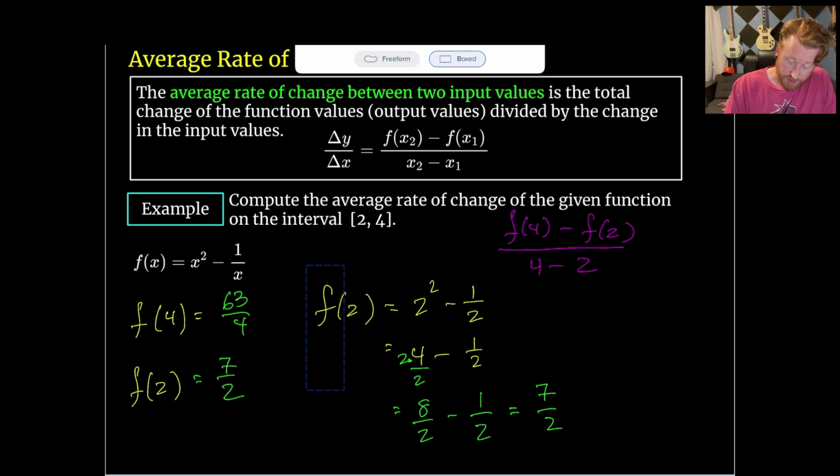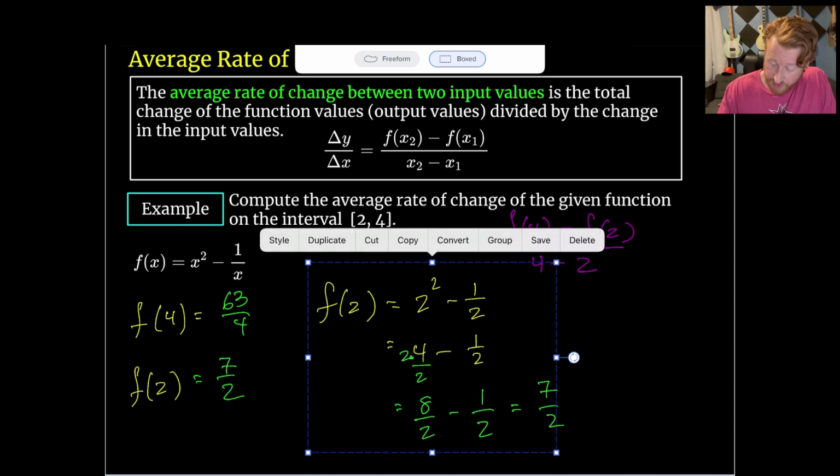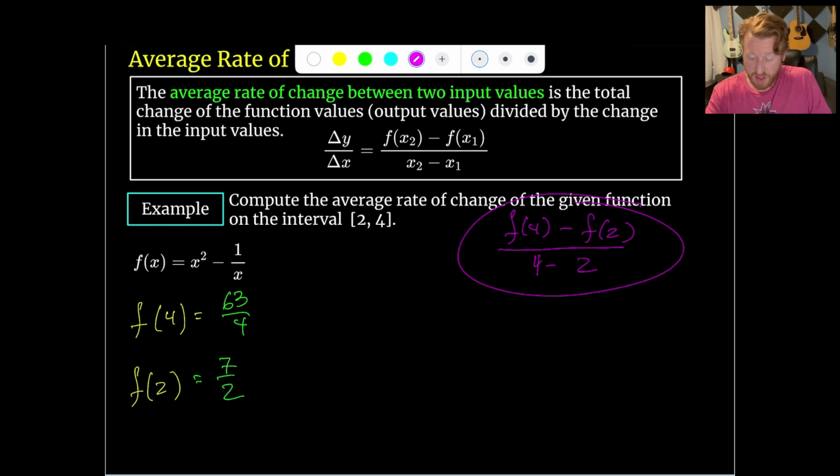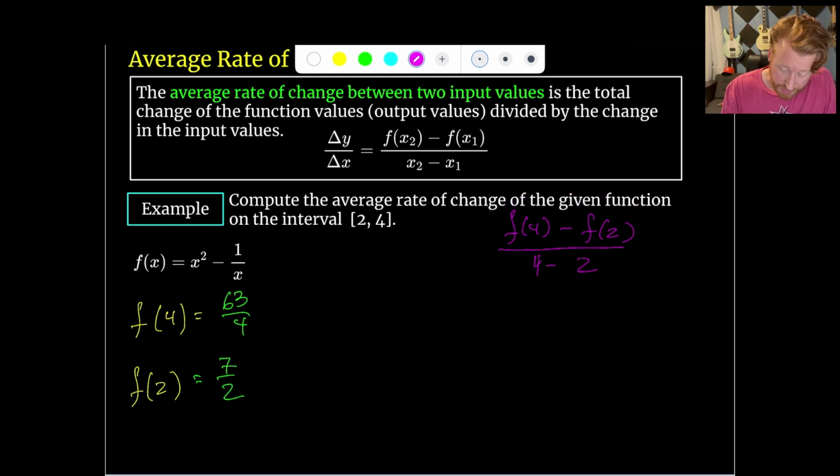All right, we'll make some more space here. I think I might have gotten that 4 by accident. All right, so now we can just plug things into what we know our rate of change formula to be. So we're going to have 63 over 4 minus 7 over 2 all over 4 minus 2, which is 2.